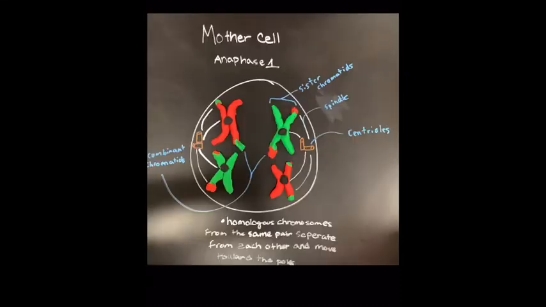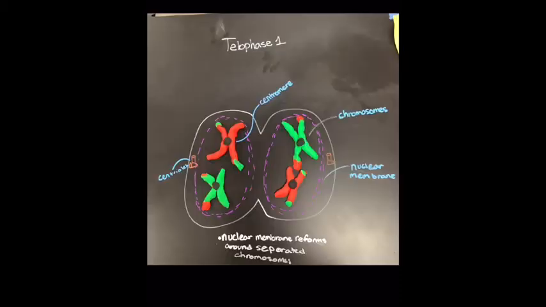Up next is anaphase 1. During anaphase 1, the tetrads separate and homologous chromosomes move towards opposite poles. Finally, we move on to telophase 1 and cytokinesis. In telophase 1, 2 new nuclear membranes reform around the separated chromosomes. While in cytokinesis, the 2 new haploid cells separate by a formed cleavage furrow.